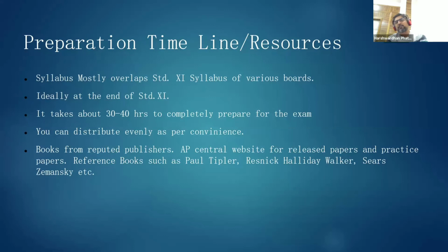Books from reputed publishers, the resources. All the major publishers publish their books for the AP Physics course. There is Barron's, there is Kaplan, there is Peterson. Everybody is publishing their books, so all of them are available. The AP Central website is the best resource for the past papers, so you can just download those papers from the AP Central website. The free response questions are all available.